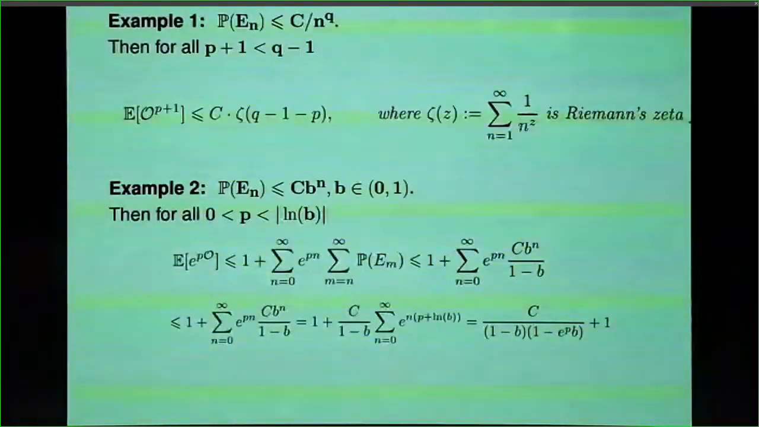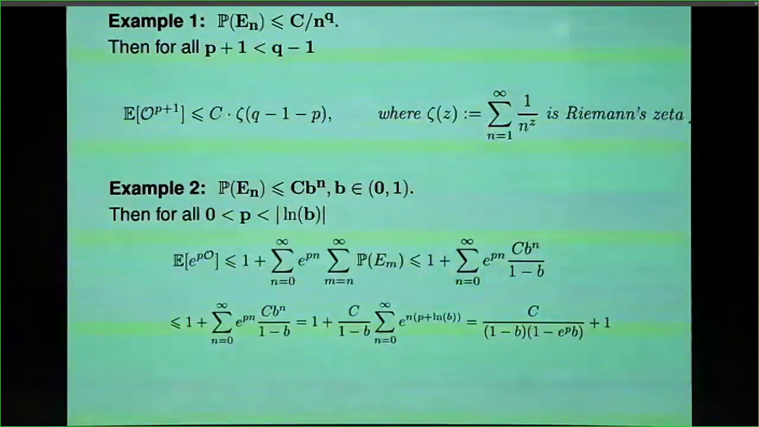Right, examples. If we have ENs which are of some polynomial decay, C divided by n to the Q, then we have a relation between the moments we can permit ourselves. So we have P plus 1 less than Q minus 1. Here we are. And there we can estimate it by some zeta function. So this is finite. So what we get here are moments of some polynomial order. If we have some polynomial decay, we have polynomial moments, right? This is a case which, of course, occurs very much.